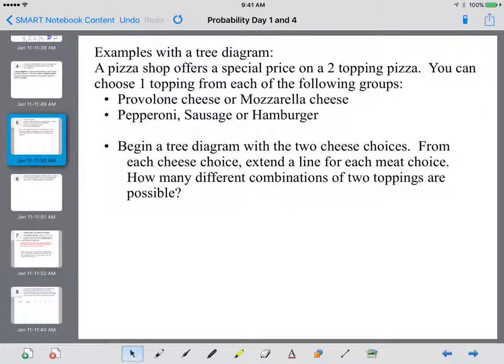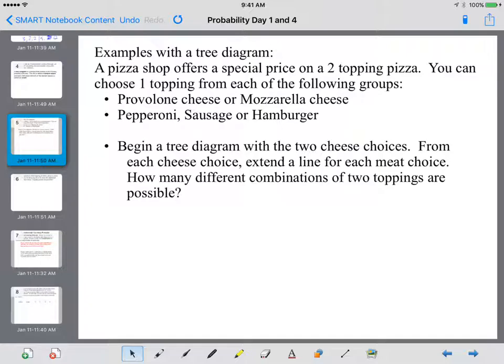In your previous activity, you did a few things working with the fundamental counting principle. Maybe you made a tree diagram to help you. I'm going to discuss how to make a tree diagram. Examples with a tree diagram here.